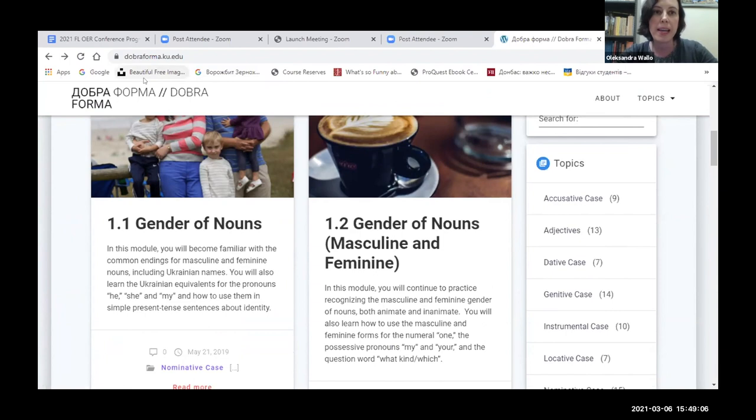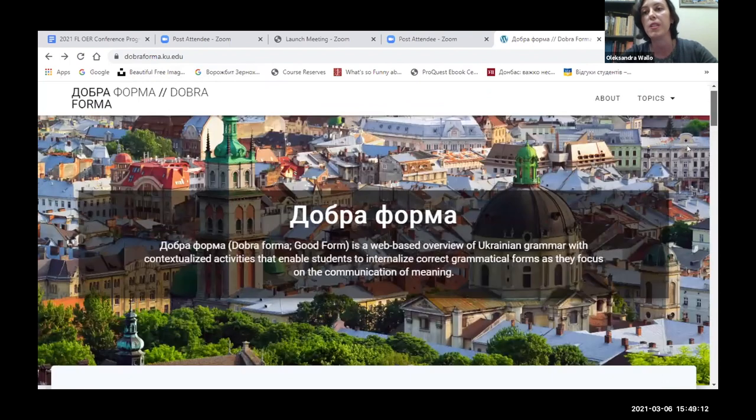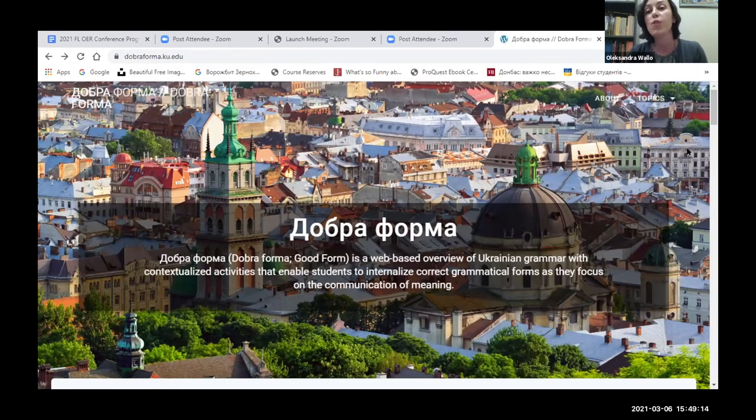Because there are quite a few users of this website already, so far we're finding out that this resource works particularly well for false beginners in Ukrainian, students who already have knowledge of another Slavic language like Russian, heritage learners, as well as intermediate level students who need to go back and review some Ukrainian grammar. When fully complete, this resource will have about 100 modules, and they're grouped into 30 units.